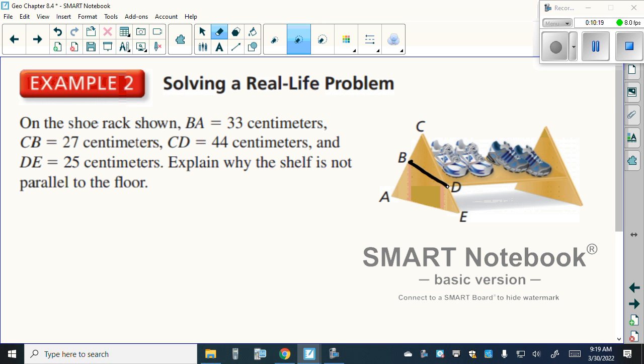Now they tell us that BA is 33. They also tell us that CB is 27, CD is 44, and DE is 25. Now, if these segments are proportional to each other, then we can say that line segment BD is parallel to line segment AE. So what we're looking at is what? What over what?